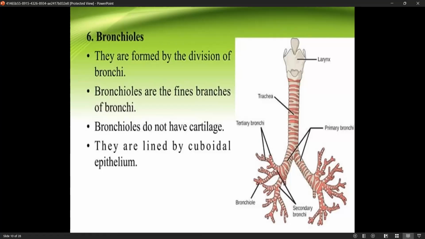In the next structure you can see the bronchioles. They are formed by the division of bronchi. As you can see, first the bronchi divide and form the bronchioles. Bronchioles are the finest branches of bronchi. Bronchioles do not have cartilages, and they are also divided into primary, secondary, and tertiary bronchioles, and they are lined by cuboidal epithelium.